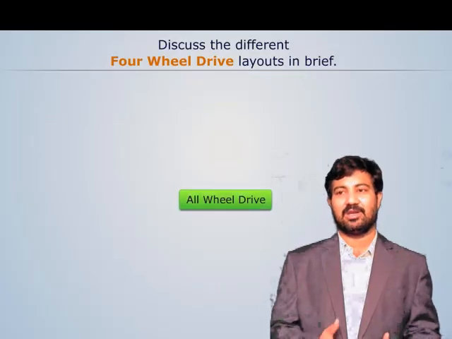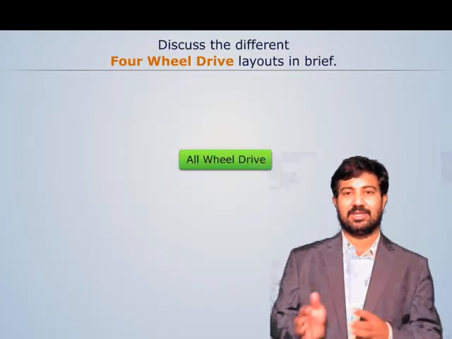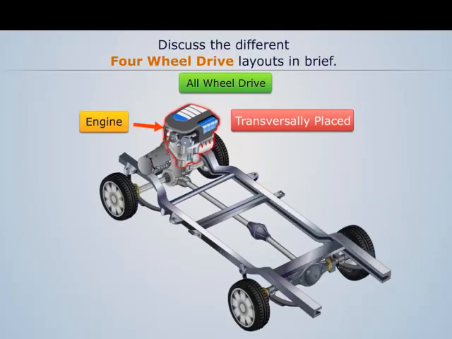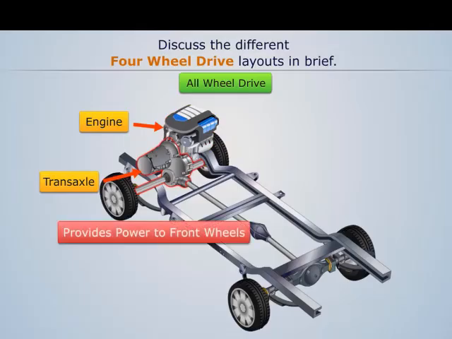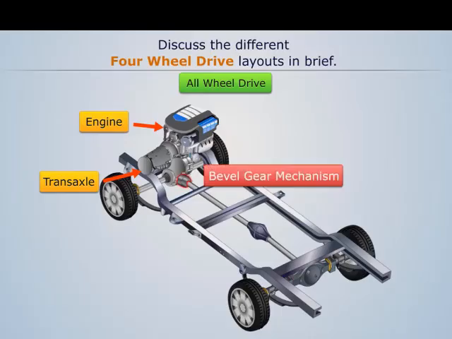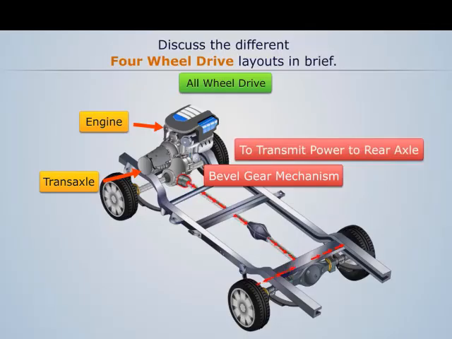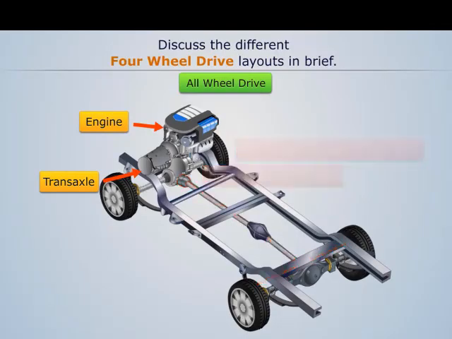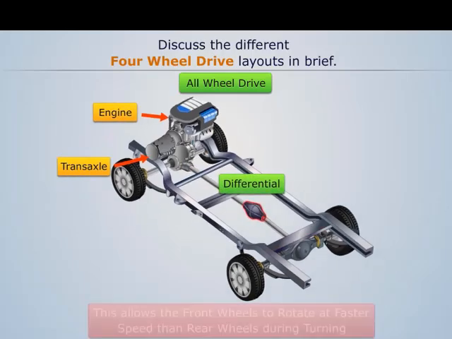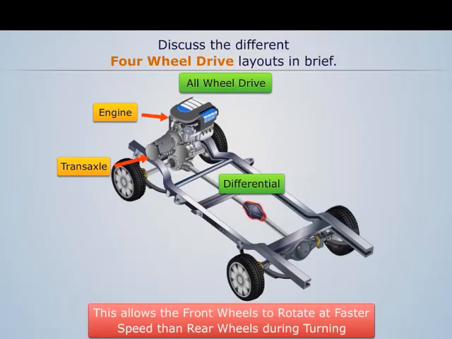All-wheel drive. In such vehicles, the engine is placed transversely in front, with a transaxle which provides power to the front wheels. A bevel gear mechanism is attached to the front axle differential for transmitting the power to the rear axle through a propeller shaft. An additional differential is also provided on the propeller shaft. This allows the front wheels to rotate at a faster speed than the rear wheels during turning.